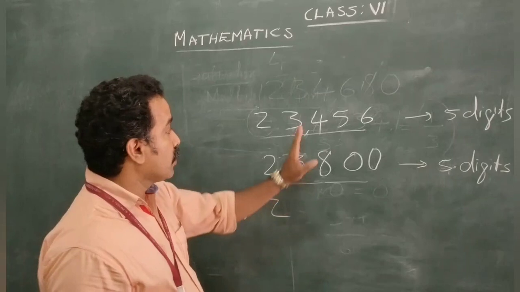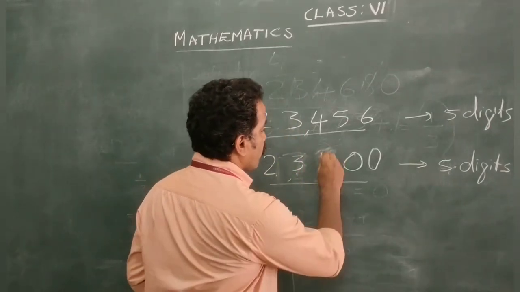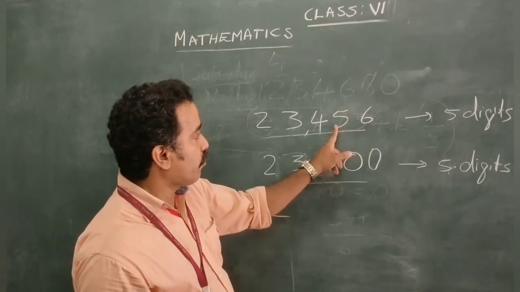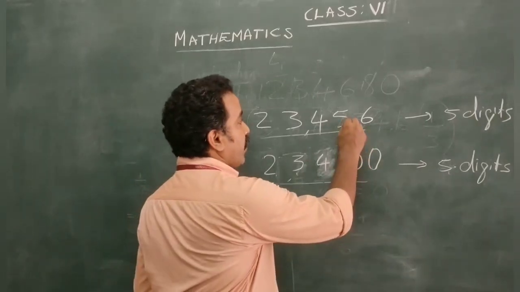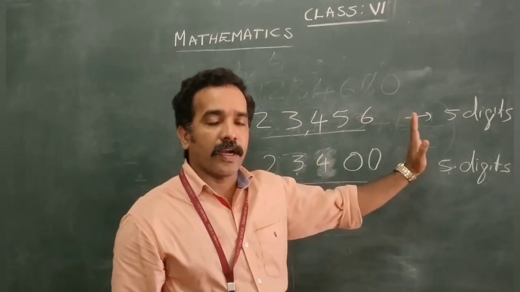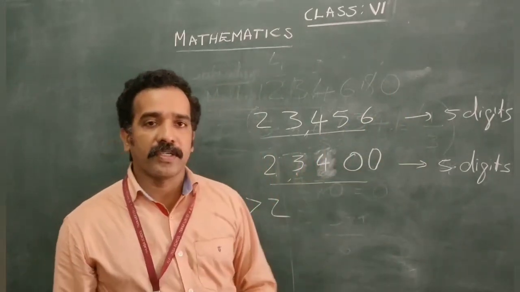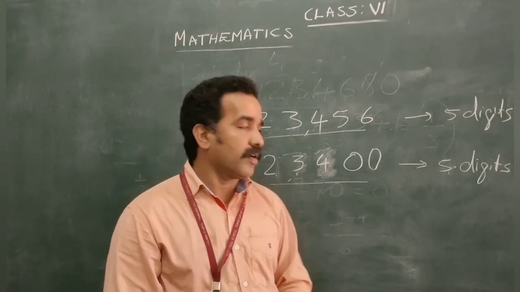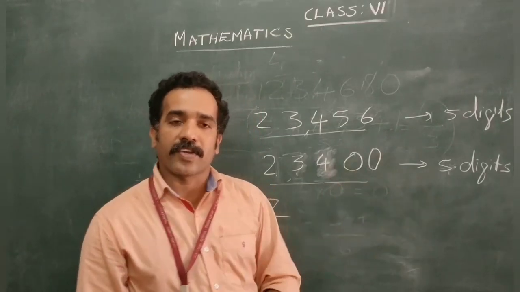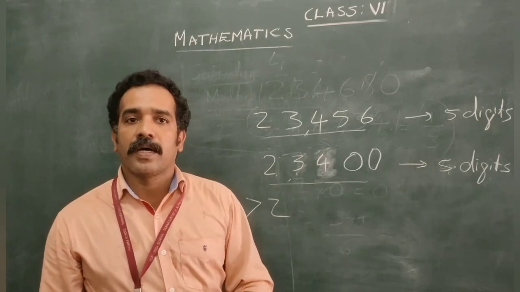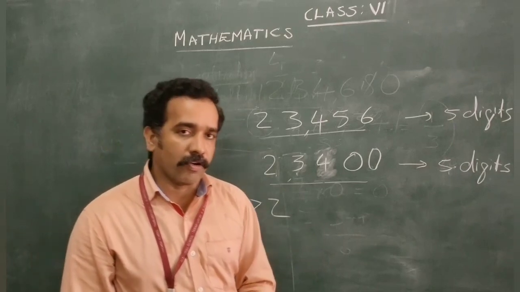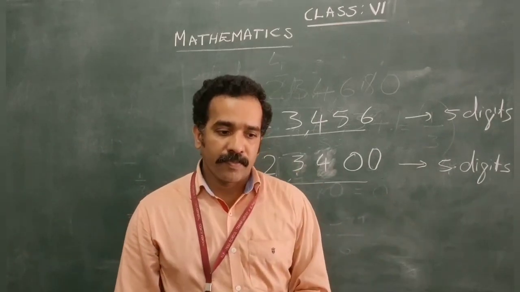And suppose that third place is also the same. If here it is 4, then check the next digit. 5 here, 0 here. We know that 5 is greater than 0, therefore the first number is big. Like that, continue checking the digits to see which one is big. In that way you can find out the greater number or smaller number. This is the method we have discussed already. I told you in the introduction part also about the comparison of two numbers.